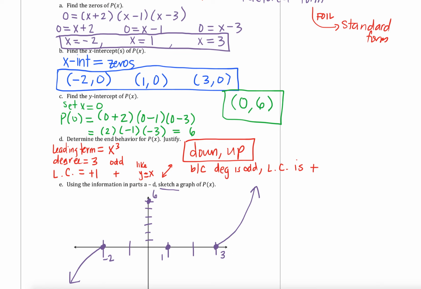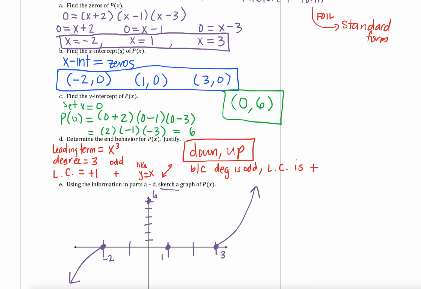And the reason I know that that happens from -2 and from 3 is that -2 is my leftmost x-intercept, and my end behavior from the left side is down. 3 is my rightmost x-intercept, and my end behavior from the right side is up. Now from here, I have to make the graph connect together, and I know that these 4 points are on my graph, and so somehow they need to connect together while still being a function.